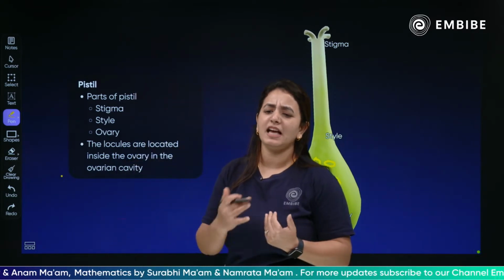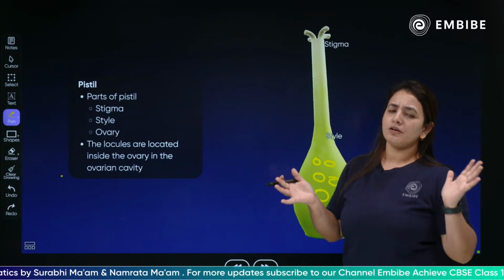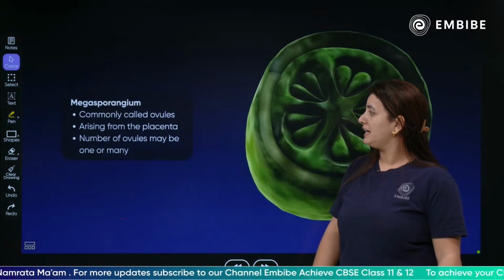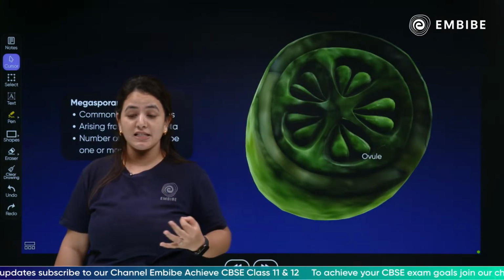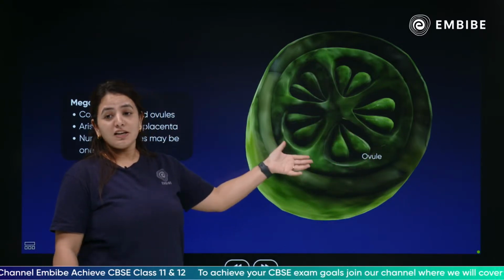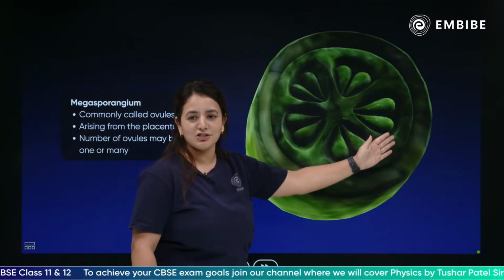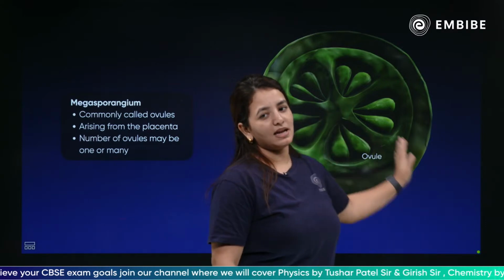This is very basic, and you know, children, we have already discussed the male and female reproductive units of the flowering plants. Talking in more detail, we are going to talk about the megasporangium. This is the most important part. As you can see, it appears like a lemon. If we cut the cross section, it appears like a lemon only.